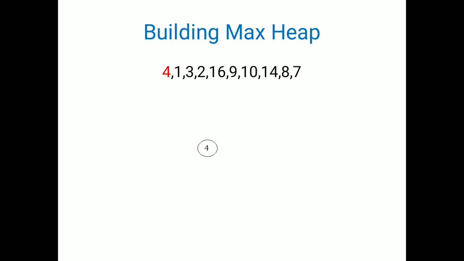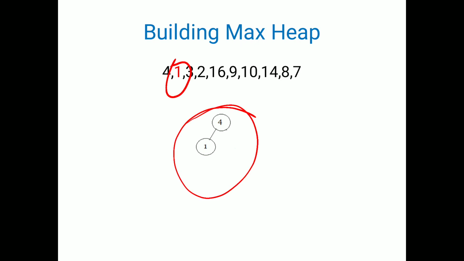So start with the elements. The first element is 4, so insert 4 into the max heap. Here we inserted the 4. After that, the next element is 1. So 1 is to be inserted to the left of 4. We have to check the max heap property for this tree. This follows the max heap property because the parent node is 4 and its child is 1. The parent value 4 is greater than 1, so yes, it follows the max heap property.